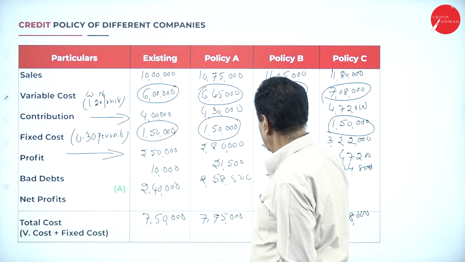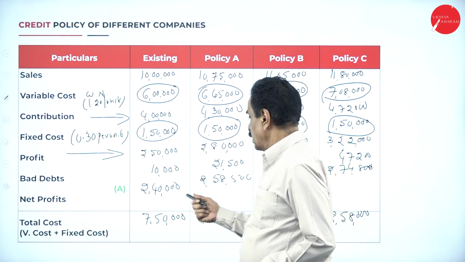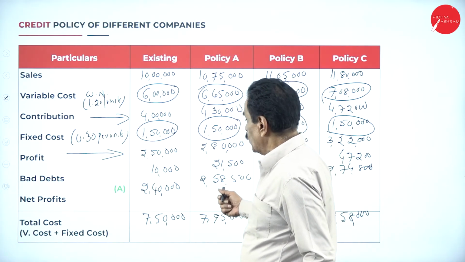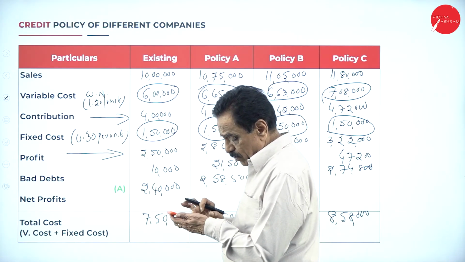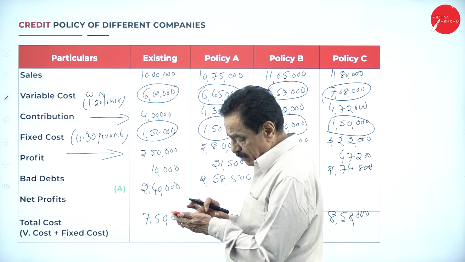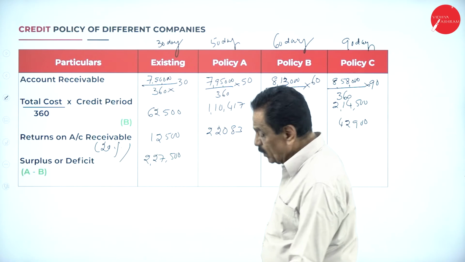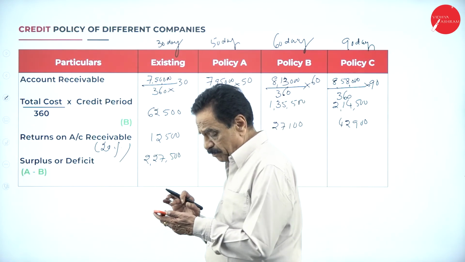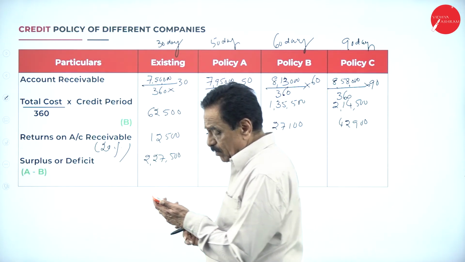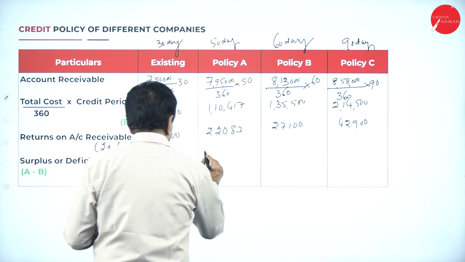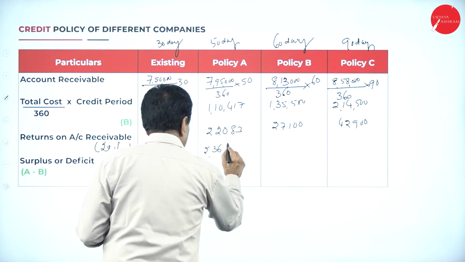Then second, net profit is 2,58,500 minus 22,083, 2,36,417.